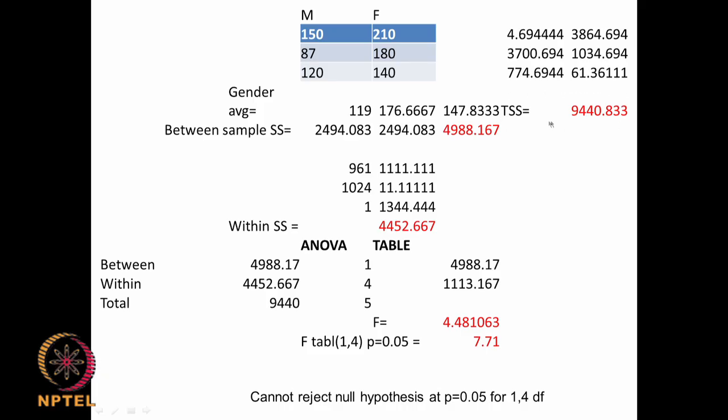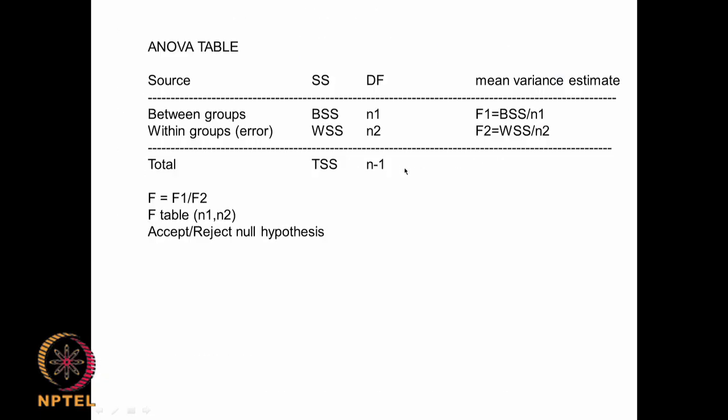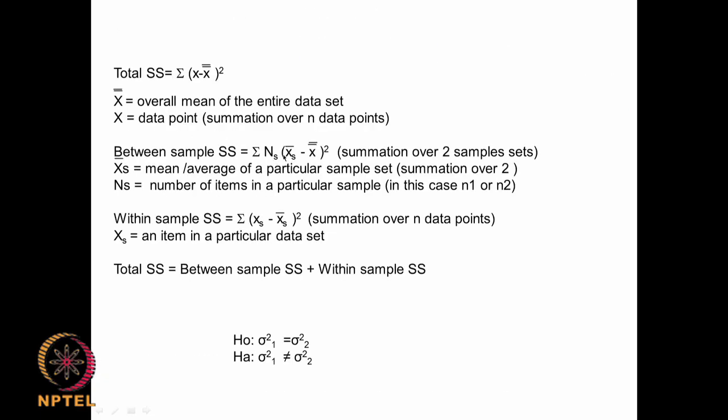Understand, this gives you the total sum of squares. Okay. Now I want to calculate between sum of squares. How do you calculate between sum of squares? If you remember, you take each of the averages, subtract it from the global average, square it, and then multiply by the number of terms there.